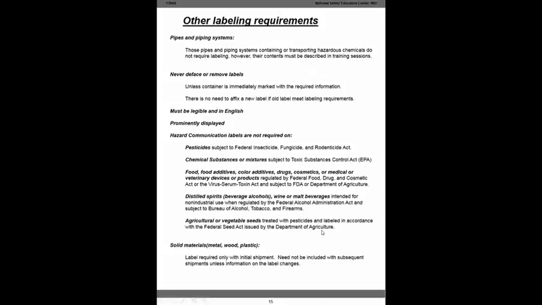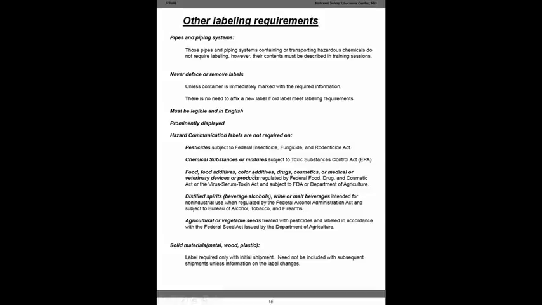Other labeling requirements, pipes and piping systems, I said before, if there's chemicals going through the plant and pipes, they have to be identified. Obviously, we shouldn't take any labels off that are hazardous chemical labels. One of the few things the government requires be in English. It says all of our labels have to be in English, have to be prominently displayed. Again, they're not required on pesticides. Farms kind of have their own rules. And then chemical substances that are part of the Toxic Substance Control Act, the EPA has some different rules there.